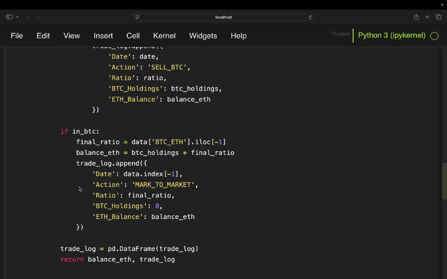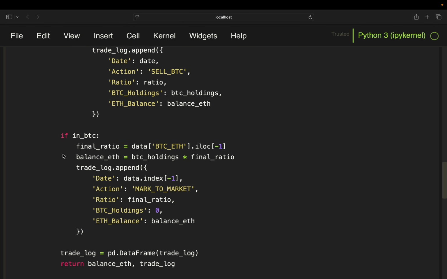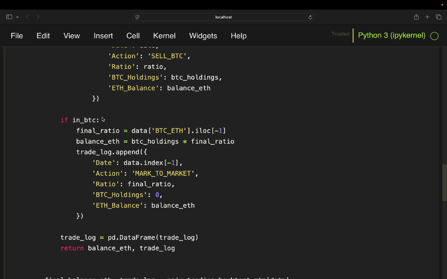Now, very important. Imagine you have an open trade in the end, which is actually the case, at least in my lookback period. So we would be in the position currently, and we wouldn't close out the position yet. So we have to mark the position against the most recent price. This is what I'm doing here. If I'm still in Bitcoin, I'm naming it final ratio, and I'm pulling the last available BTC ETH ratio, so just the last available price for BTC ETH. Then same story, balance in ETH would be my Bitcoin holdings times the final ratio, and then again I'm appending to the trade log, naming it mark to market, as I'm marking the current position to the market value, and storing the ratio again, Bitcoin holdings and the ETH balance.